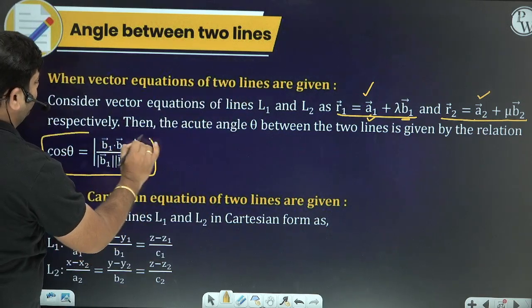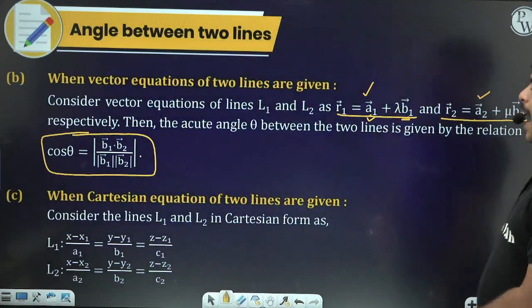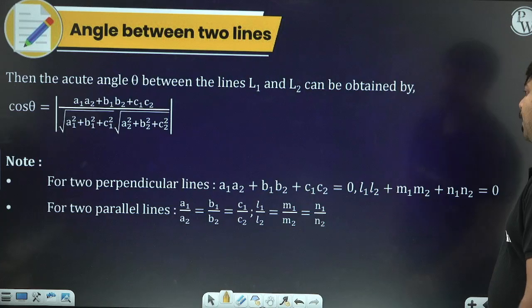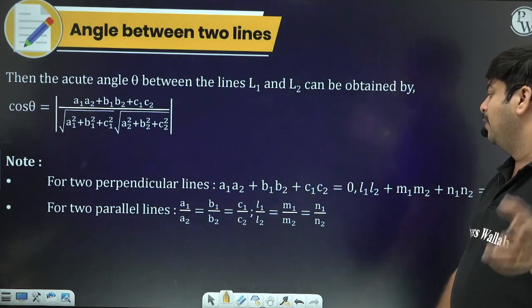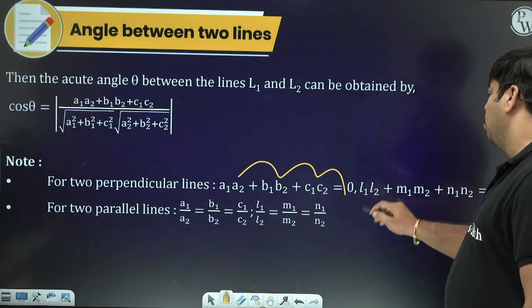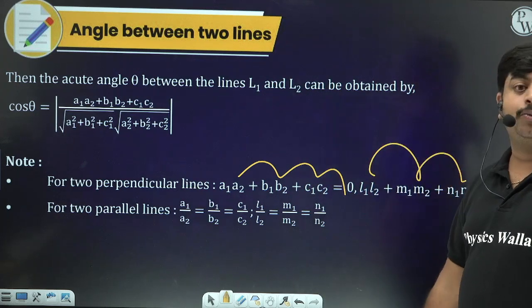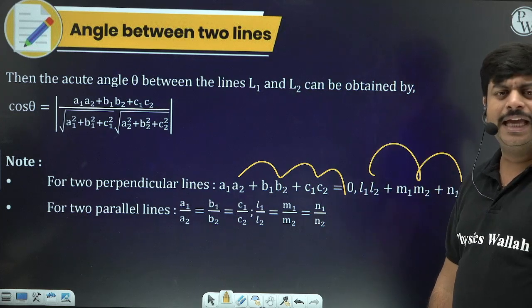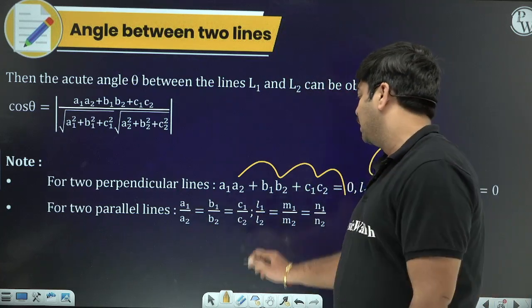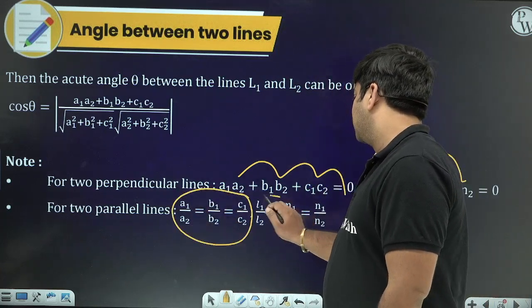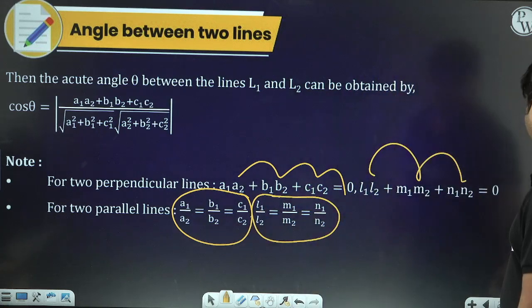So cos theta is equal to B1 dot B2 by mod B1 mod B2, completely with modulus to bring the answer as positive. And the same for the Cartesian equations. The angle between them will again give you the same formula. For two perpendicular lines, we know dot product equal to 0. In the same way, A1 A2 plus B1 B2 plus C1 C2 is equal to 0. If we have directional cosines, L1 L2 plus M1 M2 plus N1 N2 will be equal to 0. And for two parallel lines, A1 by A2 is equal to B1 by B2 is equal to C1 by C2. Proportion of all those, L1 by L2 is equal to M1 by M2 is equal to N1 by N2. Clear, everyone? What is the next one we are having?